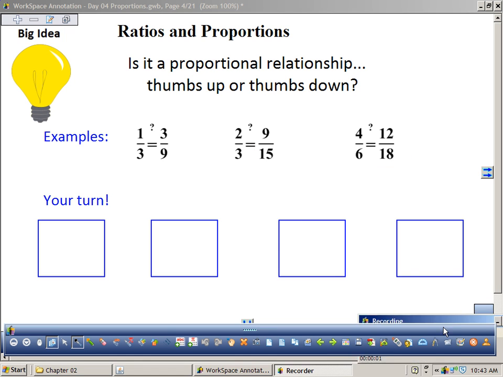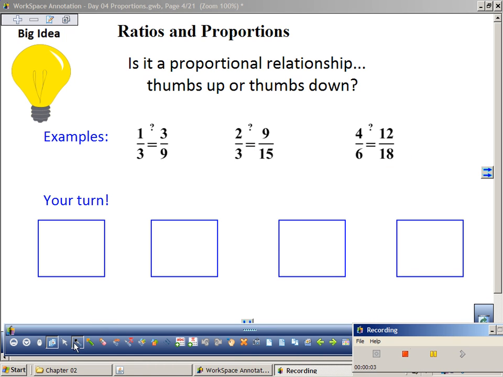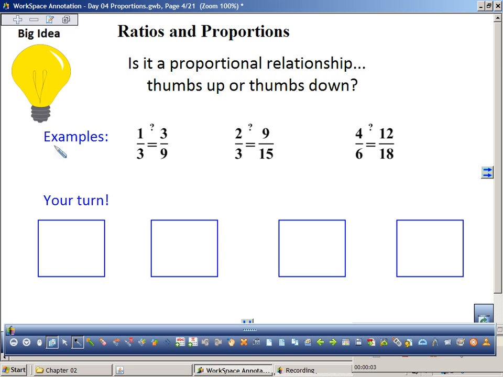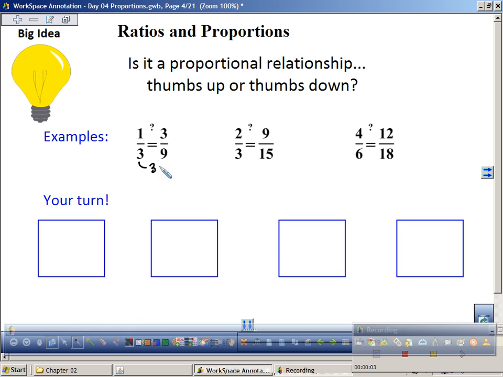Okay, so let's talk about ratios and proportions. Here's my first example. Is 1/3 equal to 3 divided by 9? I'm going to look for relationships. I know that 3 times 3 equals 9. Does 1 times 3 equal 3? Yes, that is a proportion.